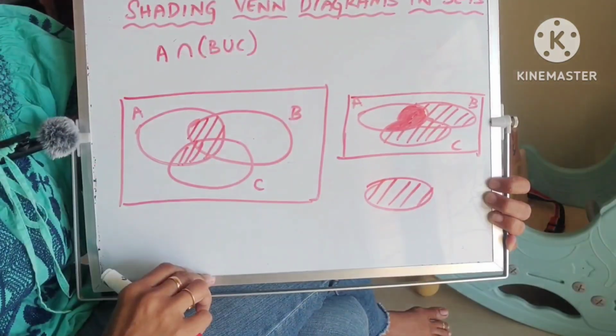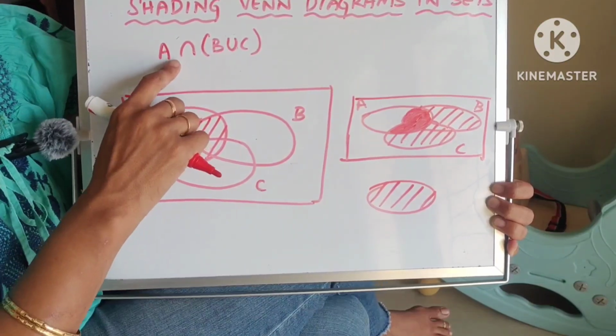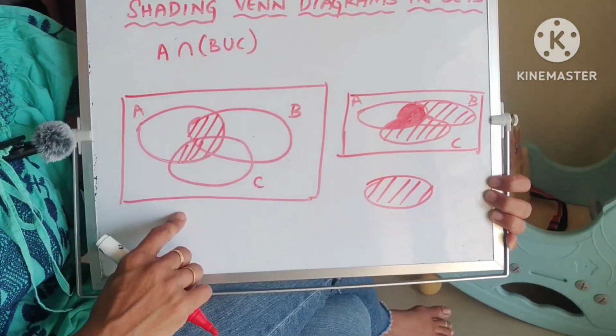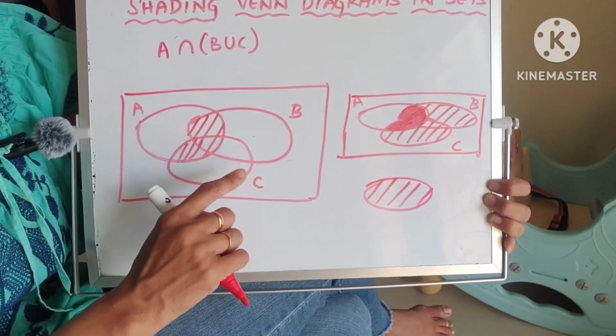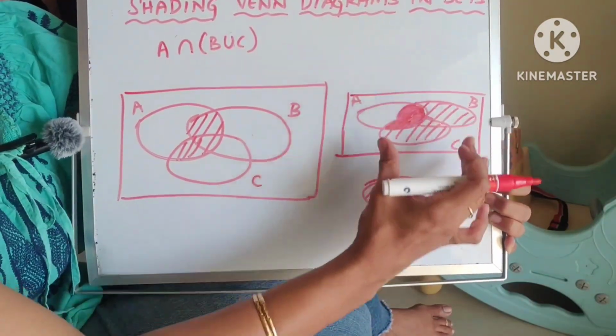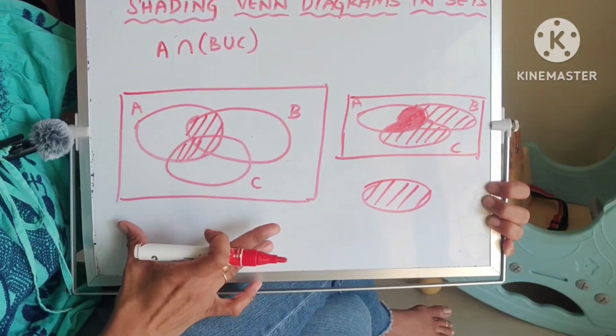So, I hope, like I mentioned, when the main operator is union, we can go ahead and shade in the main diagram itself. But when it is intersection, it's recommended that you do a couple of rough sketches and then come on to the main figure.